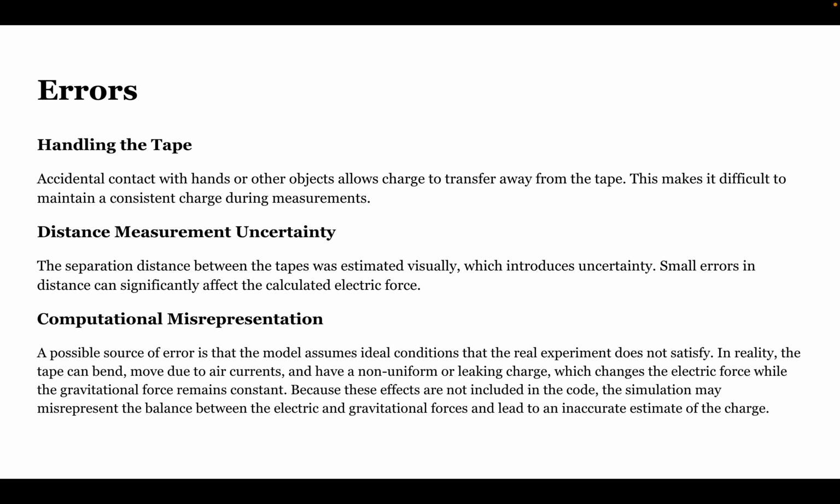Some possible errors in the experiment are the handling of the tape, so our charge transferring to the tape, possibly messing with the charge. The distance measured, because the floating wasn't a dramatic effect and it didn't hold long enough to measure. There were some miscommunications in terms of that measurement, and then a computational misrepresentation. Because of these two things, there is the possibility that the computational model is not accurate, and therefore you can compare and contrast both, but it's not an accurate comparison.